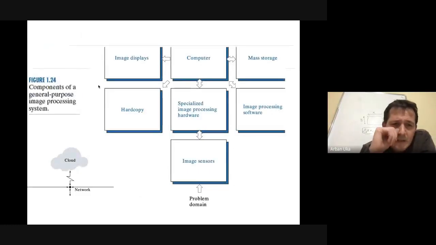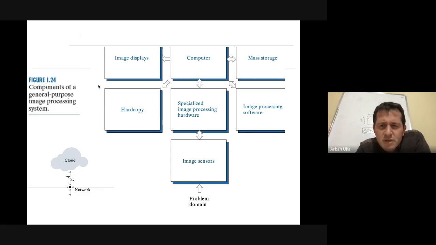Now, overall, this is some aspect that we are going to talk about. In the end, we can say that a complete image processing unit has several components. These components might all start with a computer, then image display, which is a monitor, hard copy of the images that we can acquire. We may need specialized image processing hardware. Then there are image sensors, image processing software, mass storage.